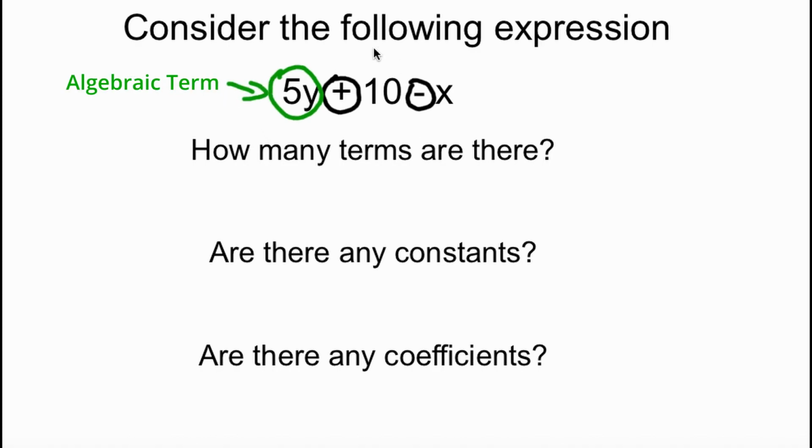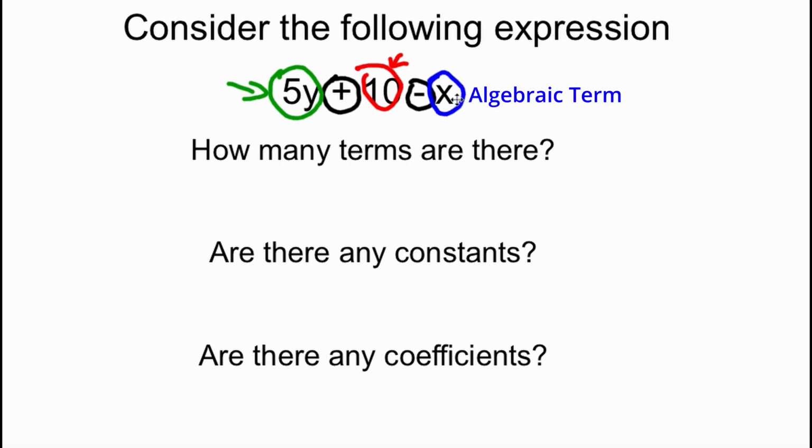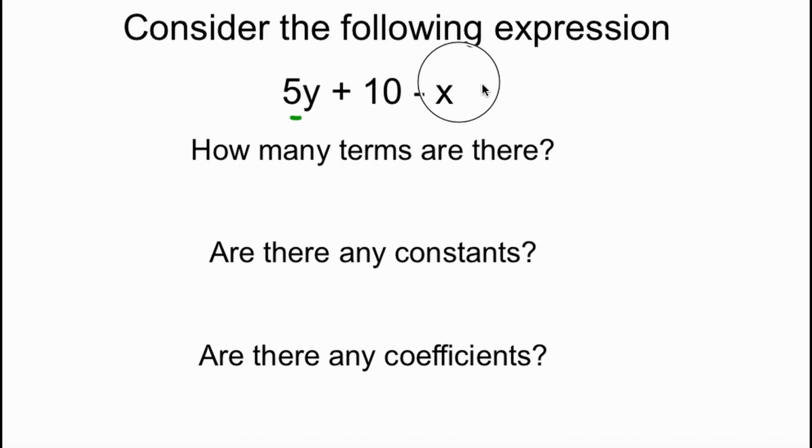Then you have the 10, which is a constant term or a numerical term. And then you have the x here, which is a variable term, which can also be called an algebraic term. So we have three separate terms. So to answer the question, how many terms are there? The answer would be 3 terms.